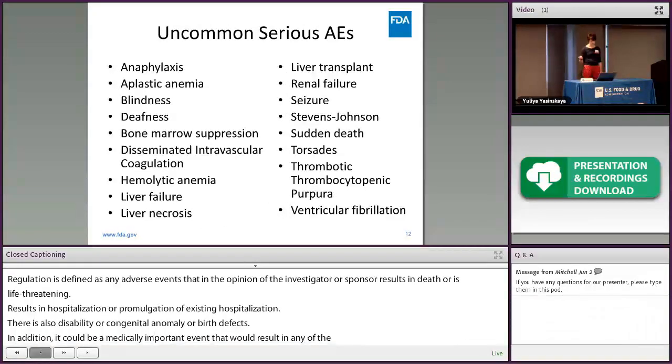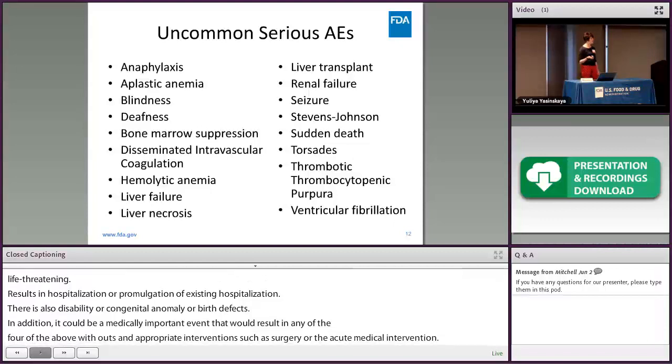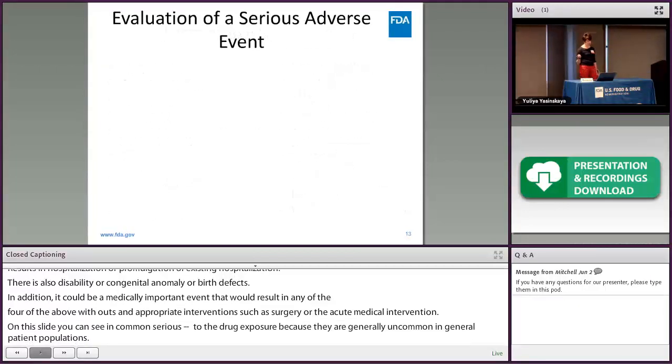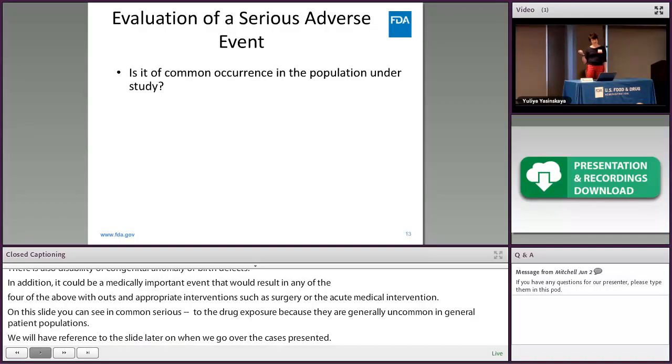On this slide, you can see a list of uncommon serious adverse events that should raise a flag of it being related to the drug exposure, because they are generally uncommon in general patient population. And we'll have reference to this slide later on when we're going to go over the cases presented. So how do we evaluate a serious adverse event? Dr. Charu Malik has mentioned some of the steps in her presentation.